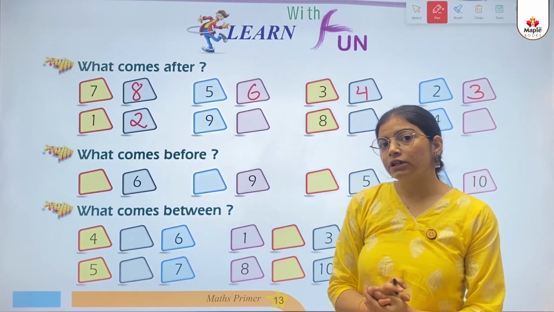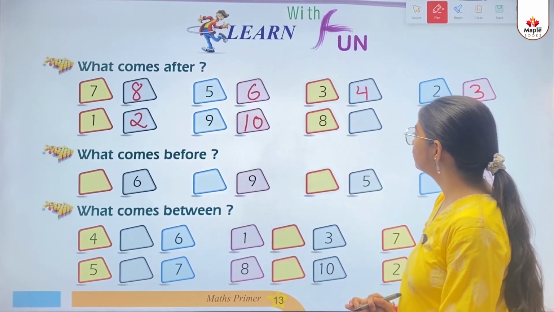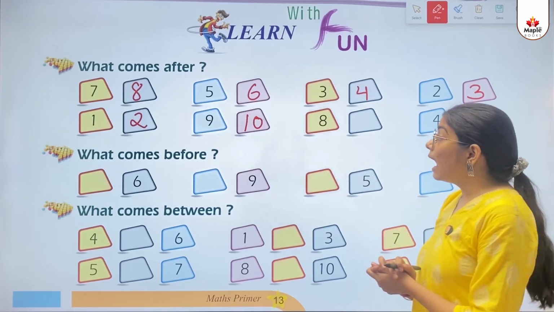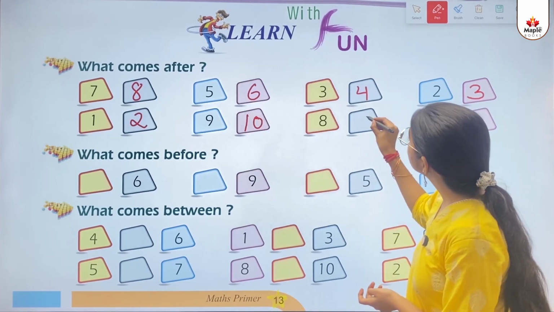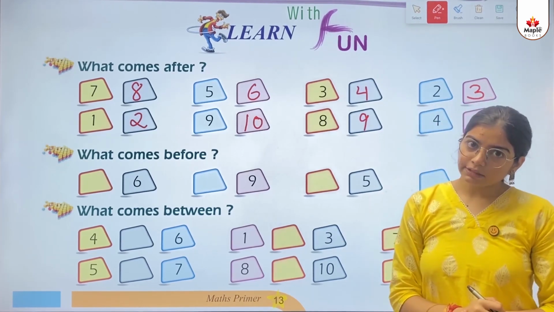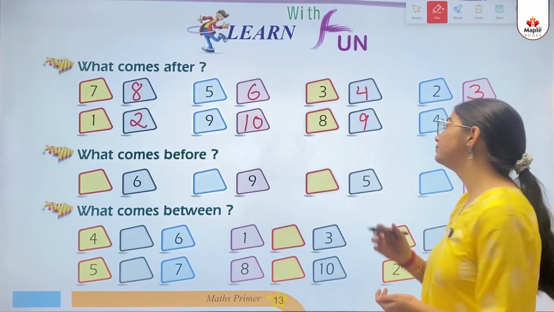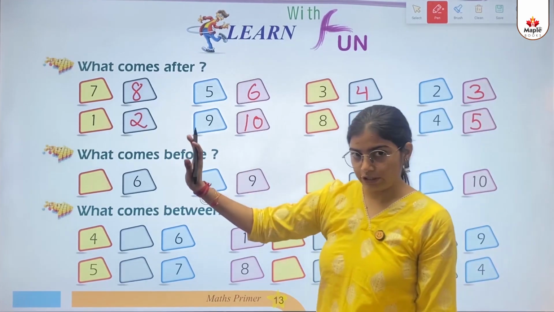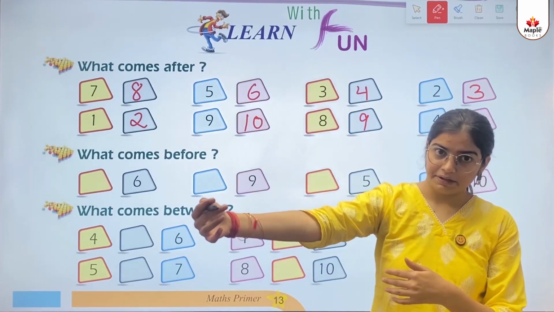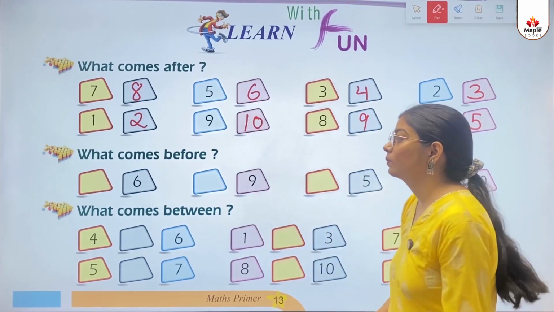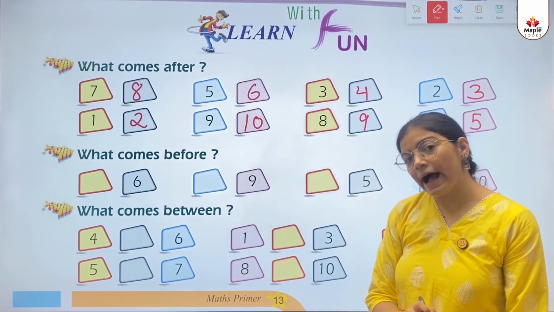What comes after 9? That is 10. Then what comes after 8? That is 9. What comes after 4? That is 5. Next question. What comes before? Before means backward. We look at the backward. 6. What comes before 6? That is 5.